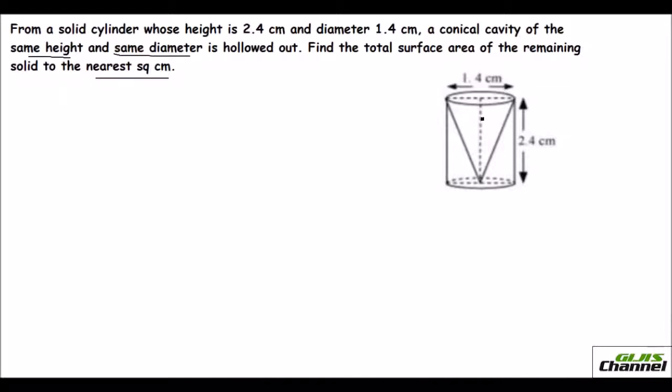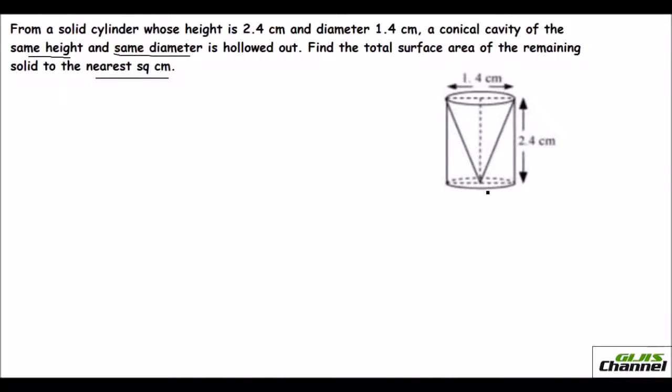From that you have hollowed out a conical cavity. Okay, so you have taken it out. You have cut that and you have taken it out. So what will be the surface area of the remaining solid? The remaining solid would be the curved surface area of the cylinder and its base.